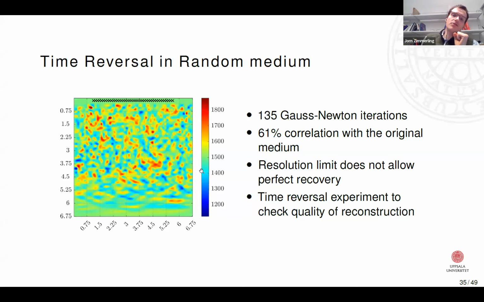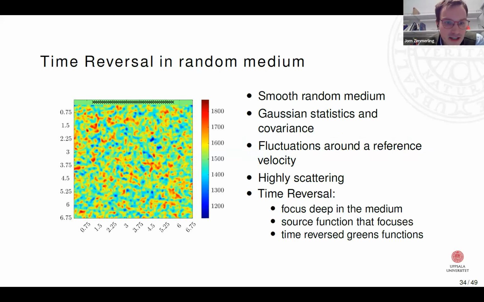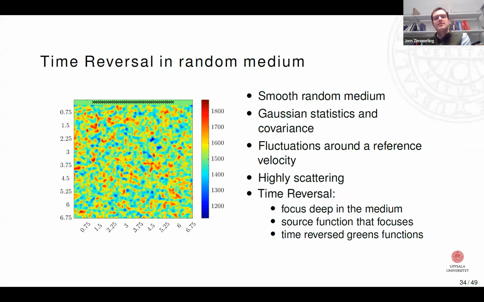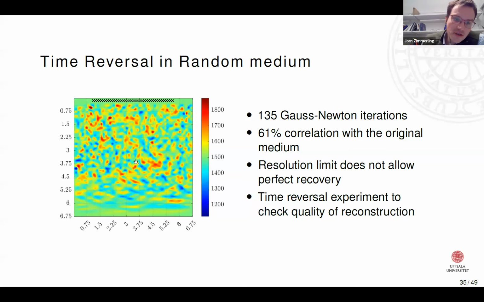So here's our reconstruction after 135 iterations of the Gauss-Newton iteration, and of course I will go back and forth between these slides. It is a bit difficult to see if we did a good or a bad job. But in general, if you stare at it long enough, you can see that there are fast inclusions in our random medium where there are fast inclusions in the true random medium. And the correlation, if you compute the spatial correlation, is just 61%.